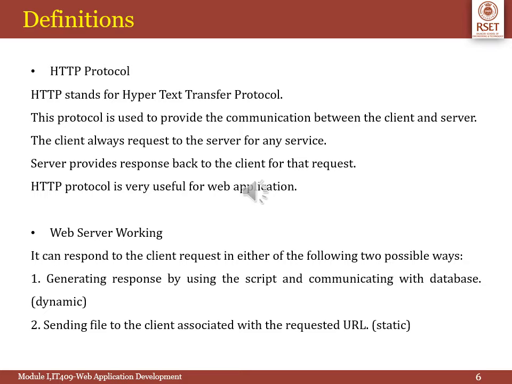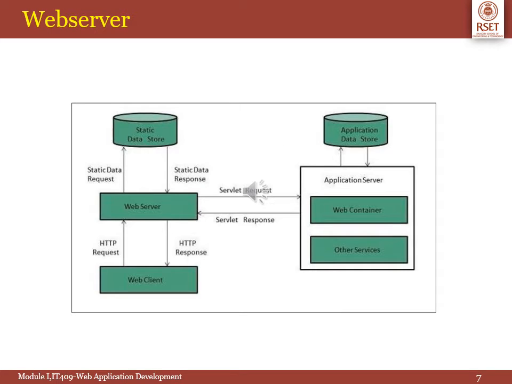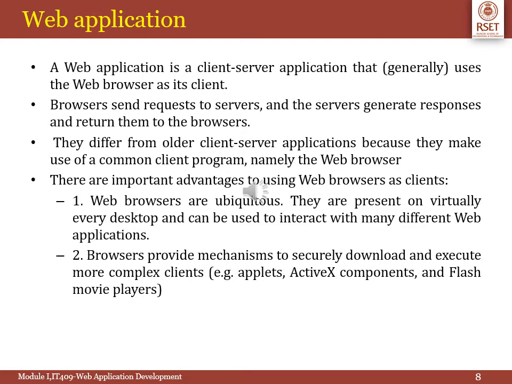Web servers can respond to the client request in either of two possible ways: generating a response by using a script and communicating with a database, or sending files to the client associated with the requested URL. The block diagram representation of a web server is shown. Here you can see the web client request using an HTTP request, and the server can provide both static and dynamic responses using an HTTP response. A web application is a client-server application that uses the web browser as its client. The browsers send requests to the servers, and the servers generate responses and return them to the browser.